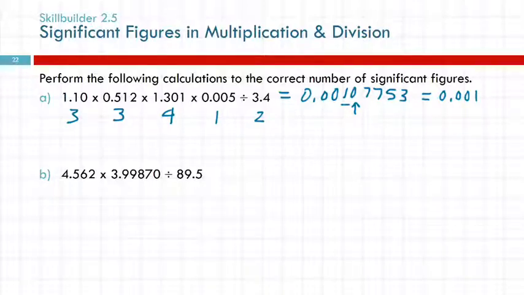Let's do the next one. 4.562 times 3.99870 divided by 89.5. Calculator says 0.203822. Anybody else get that? Yeah, okay.